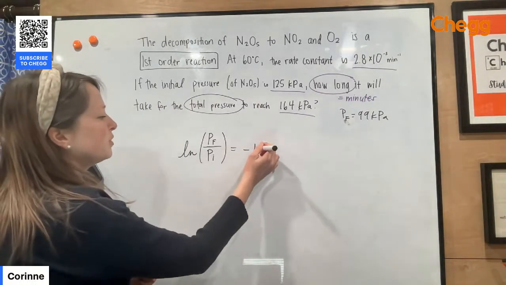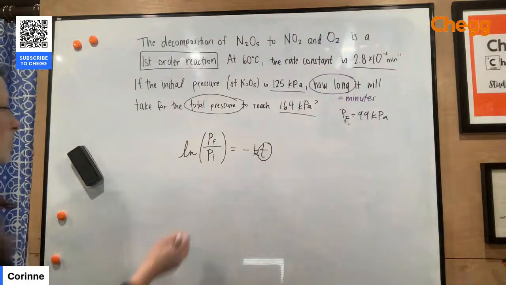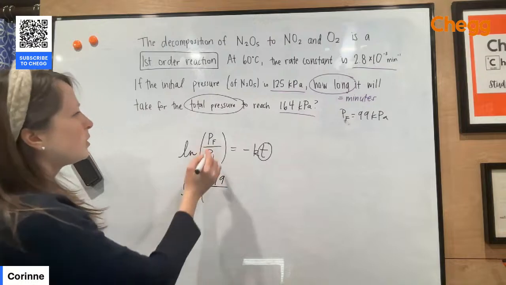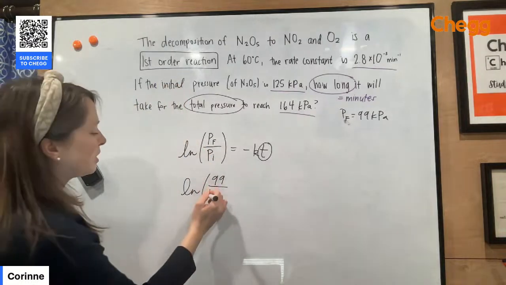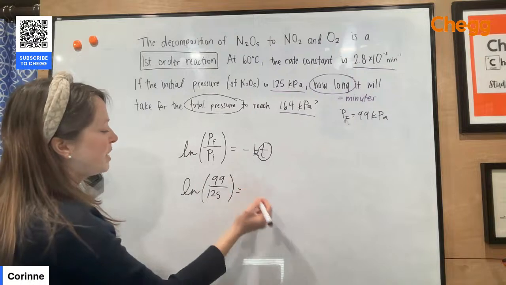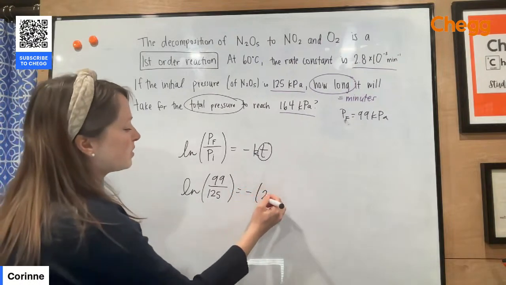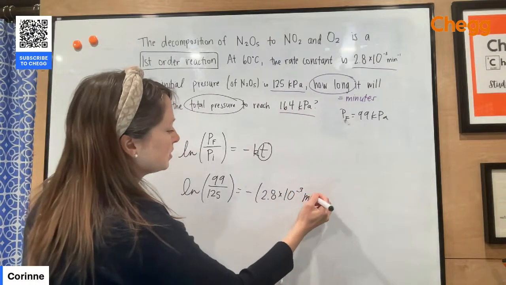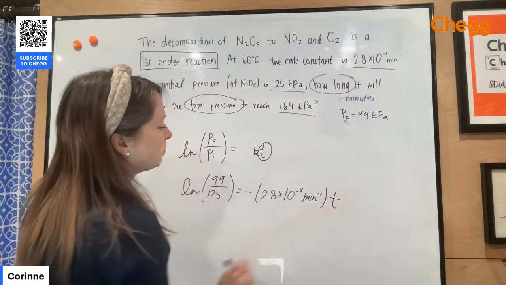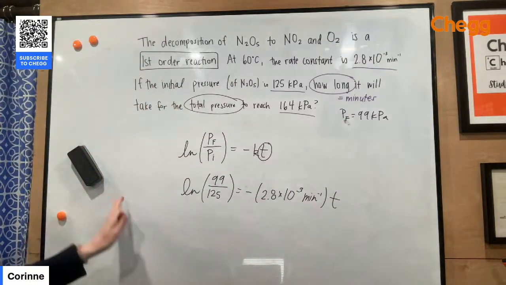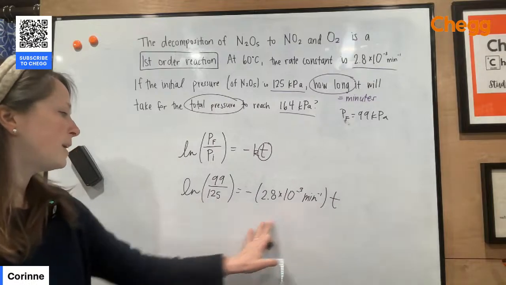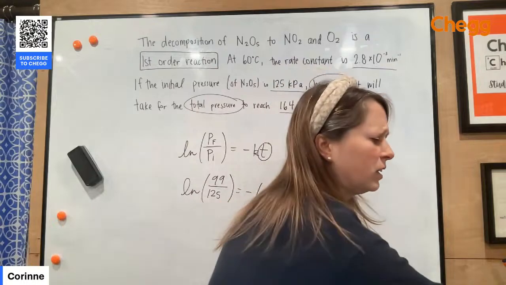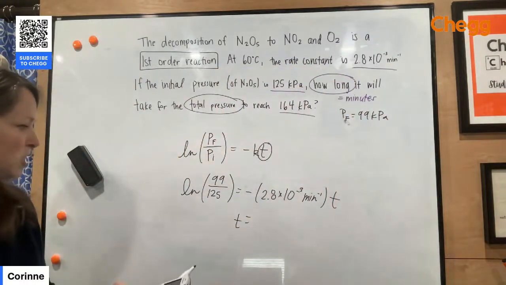So if we want to just solve for t, we're going to substitute everything in. We're going to take the natural log of my final pressure, which was 99 kilopascals, divided by my initial, which was 125. All of that is equal to our negative rate constant, 2.8 times 10 to the negative third inverse minutes, times time. All right, so then all we have to do is just rearrange this, take that natural log, divide by your negative rate constant to figure out how many minutes that would take. And I think it's like 83. Give me a second. You double check it too.